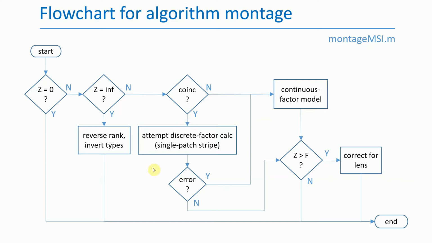To make it tractable, we actually use a scaling trick where we scale the input pattern so that the stripe is just 1 patch wide. The details of this trick are in the code. If the discrete factor calculation throws an error, then we fall back on the continuous factor model. If there is no error, then we proceed to correct for the lens, and then we're done.